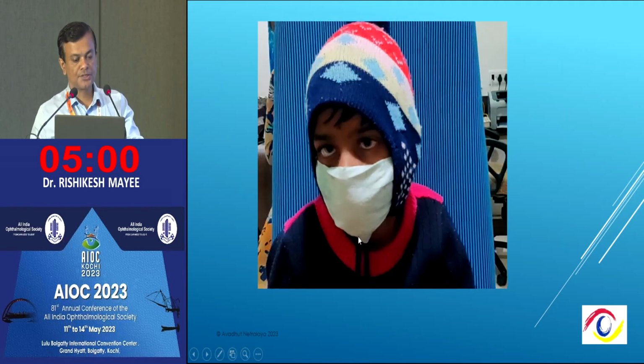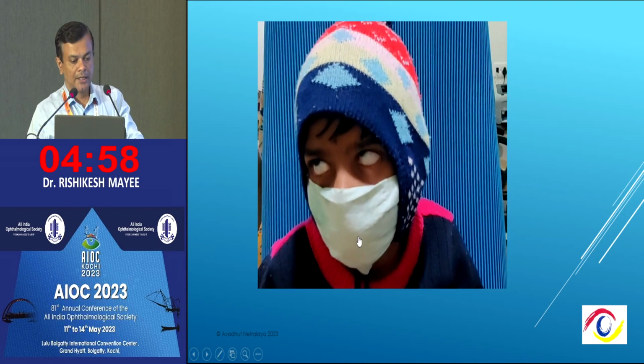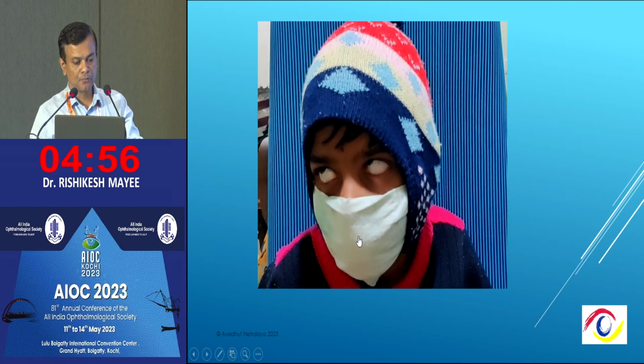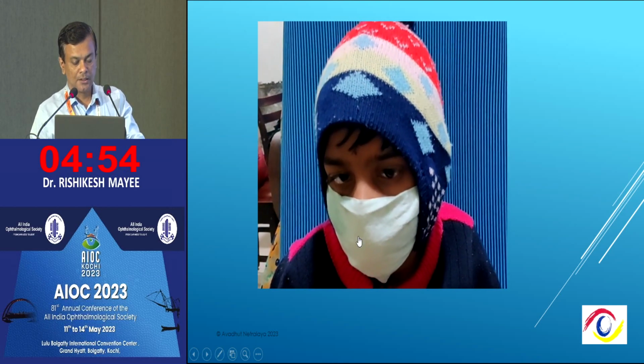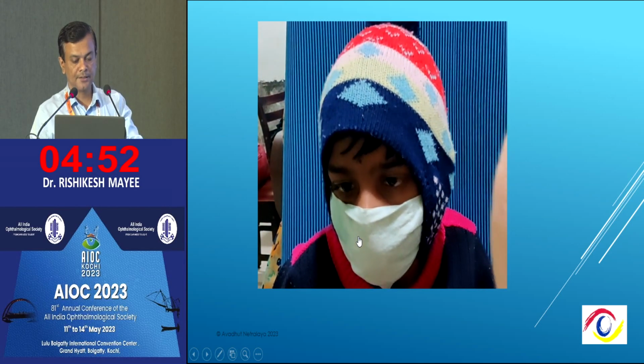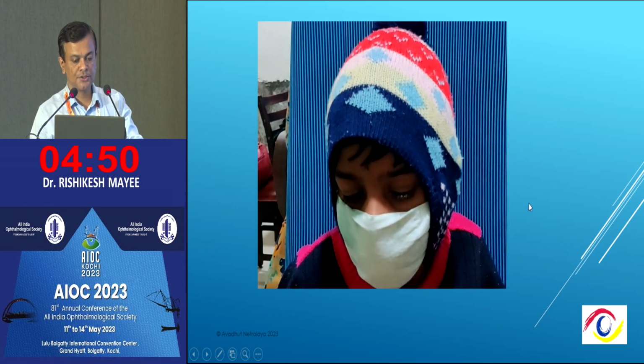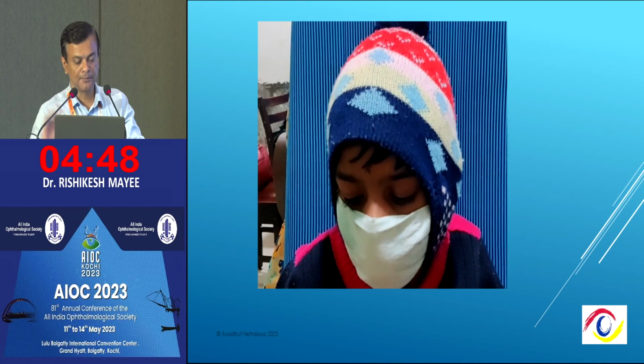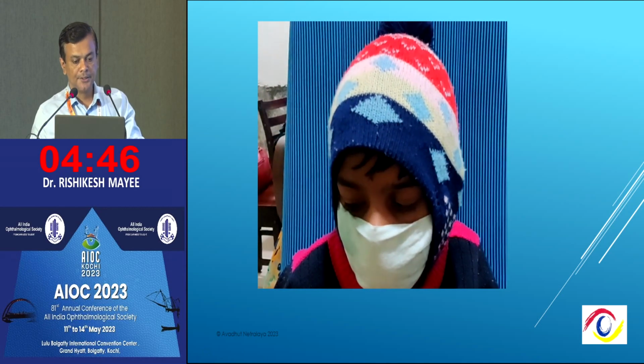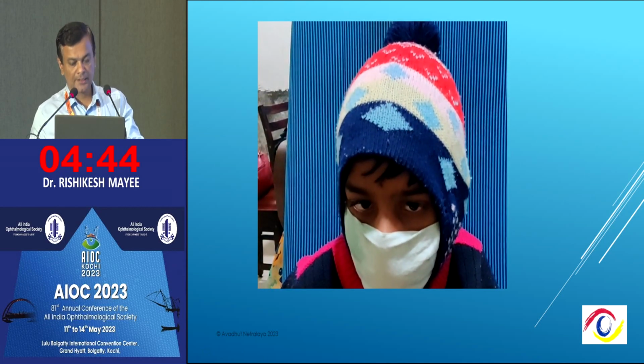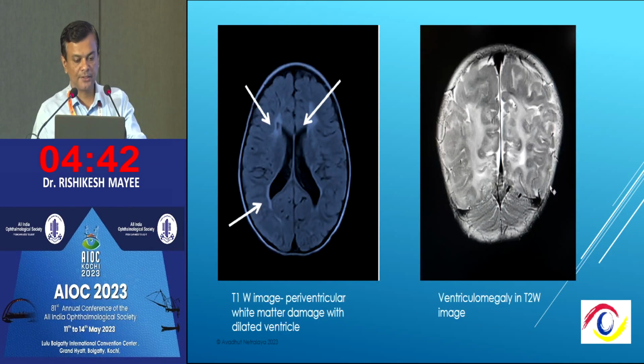I have been following this child for 4 to 5 years now, and there has not been any significant improvement in her visual behavior. She has nystagmoid movement, and instead of following the object, she tries to constantly look up, that is towards the source of light. So the MRI findings and the visual outcome, they definitely indicate something.